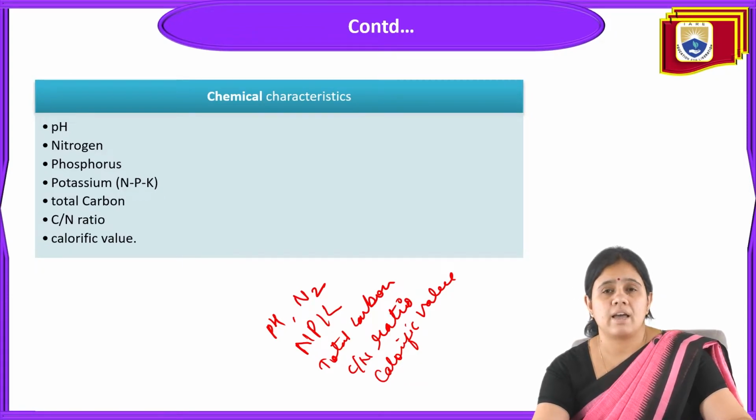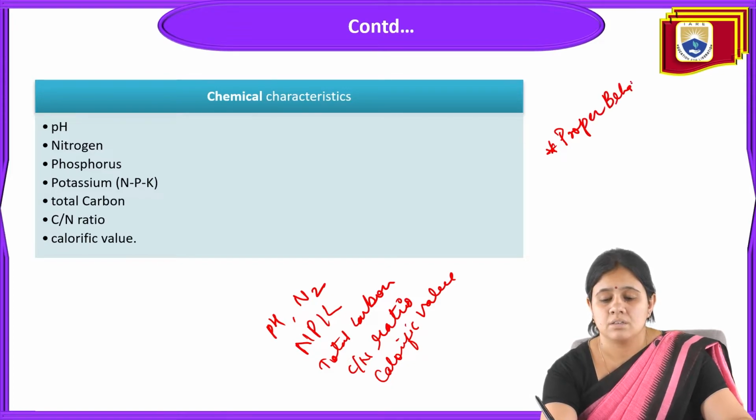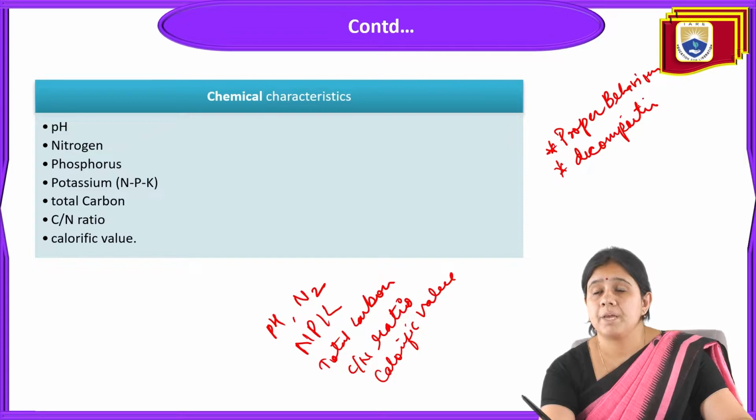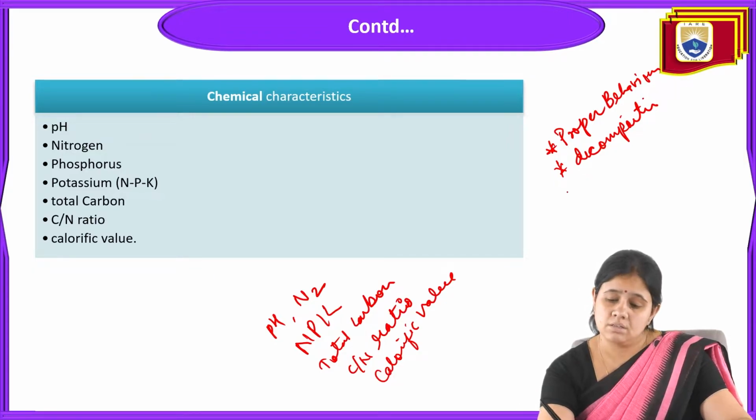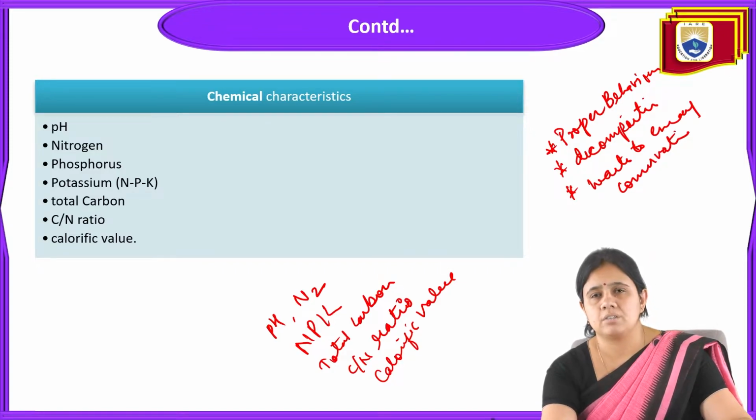To understand the proper behavior of the waste, the decomposition process, and waste to energy conversion, these should all be very important parameters related to the chemical characteristics of the waste. These are very important parameters that we are going to study. Each of them we will deal with separately.